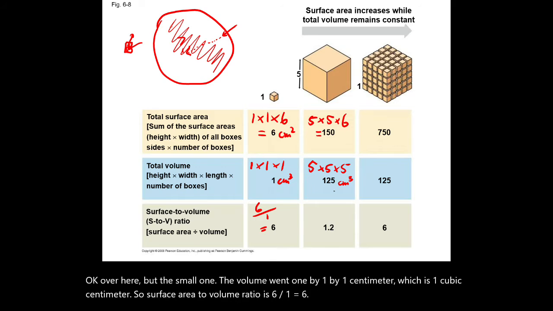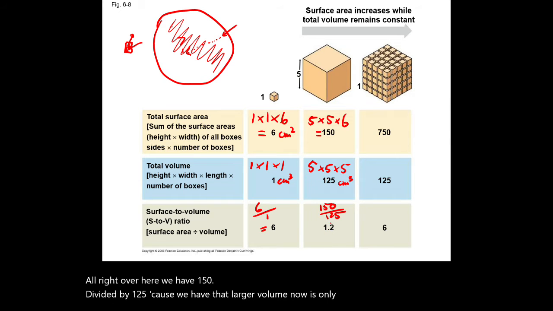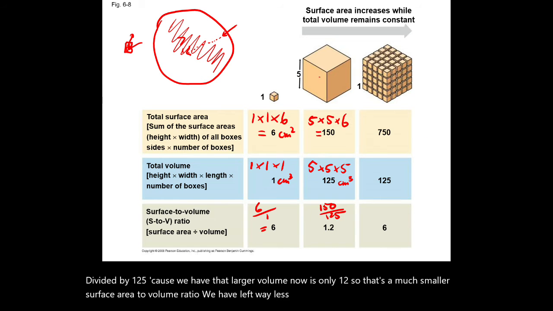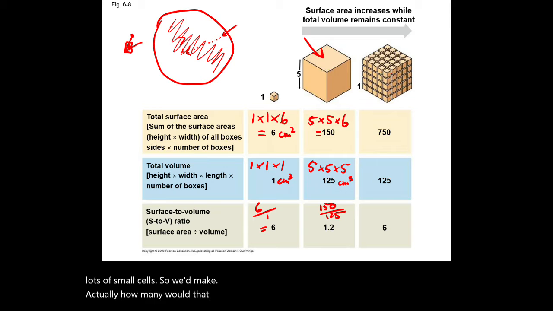All right, over here we have 150 divided by 125, because we have that larger volume now, is only 1.2. So that's a much smaller surface area to volume ratio. We have way less surface area. If we were going to take this fake giant organism, giant celled organism, whatever you want to call it, and divide it up into lots of small cells, so we'd make, actually, how many would that be? 5 times 5 times 5, I guess 125 small cells.